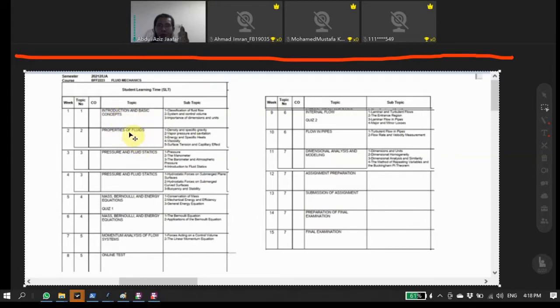We're going to look at the properties. The concept here refers to the properties. And then we're going to look at the fluid statics, and after that we're going to have some quiz.